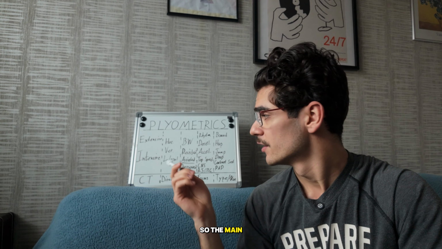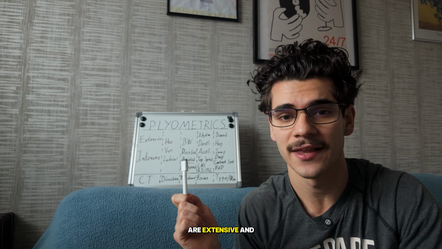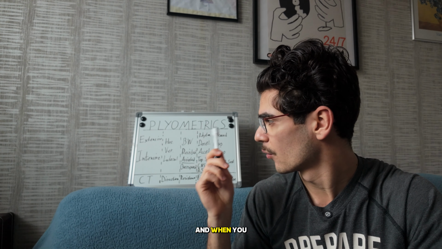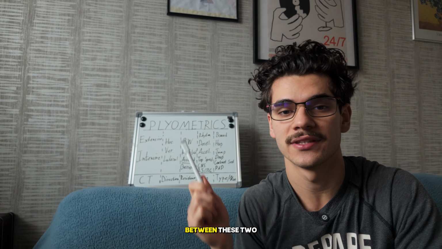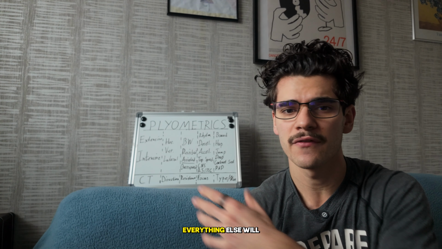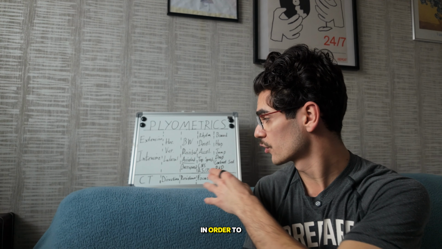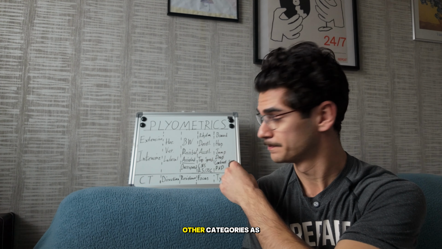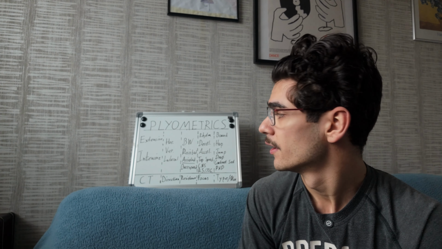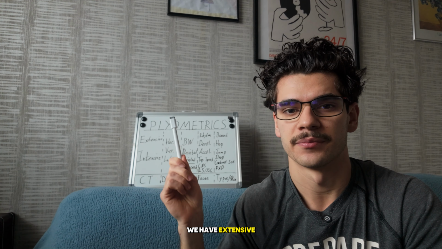So the main two types of plyometric exercises which we have are extensive and intensive. And when you understand the difference between these two types of plyometrics, everything else will become pretty much self-explanatory, but we still have to know the difference between the two in order to know how to actually use the other categories as well. At the top we have extensive plyometrics.